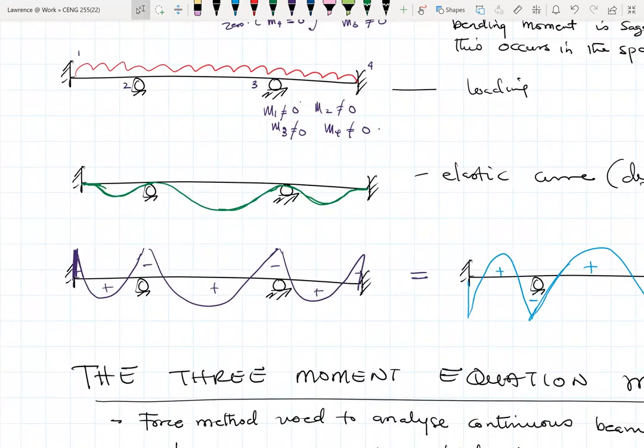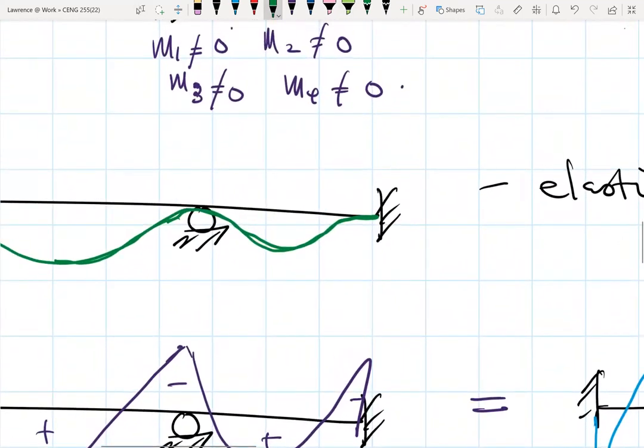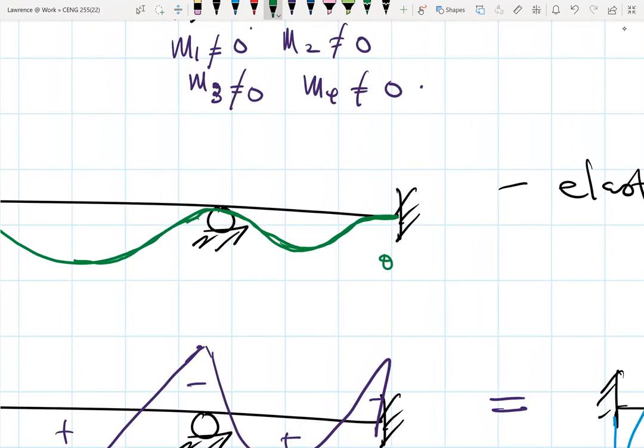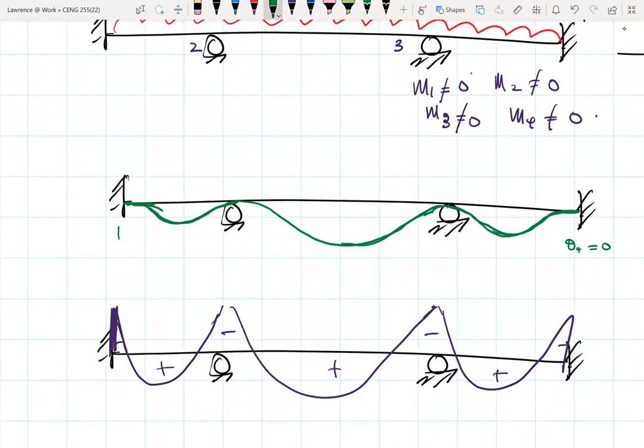So we can see from here that the elastic curve for a continuous beam that has fixed supports at the ends is slightly different, in the sense that at a fixed support there are no rotations, right? So the elastic curve comes and goes as a straight line almost towards the fixed support, so that theta at 4 will be 0, and also theta at 1 will be 0.